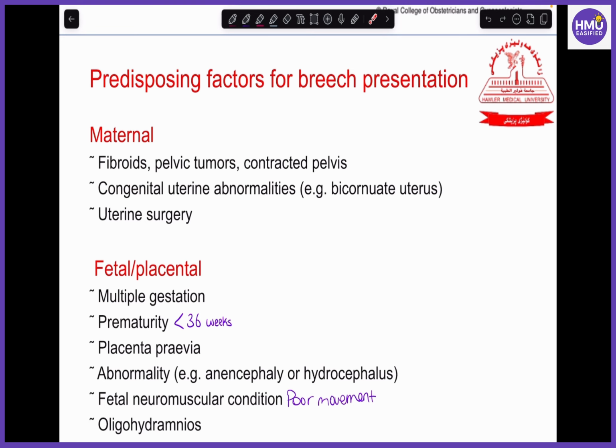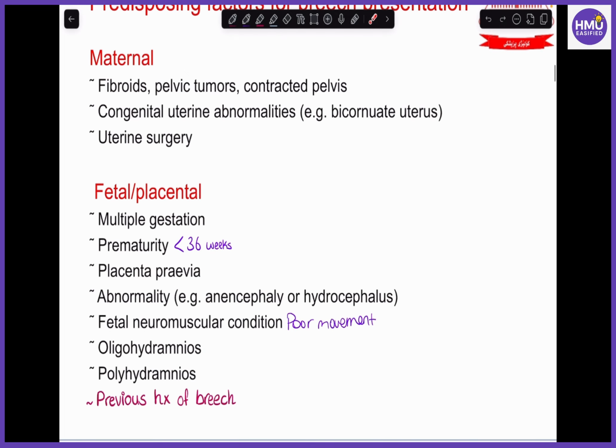Predisposing factors for breech presentation. We have maternal and fetal. In maternal, fibroids and pelvic tumors can occupy the uterine cavity, so it prevents cephalic engagement. And contracted pelvis is when the pelvic inlet is narrow, it prevents the fetal head from descending and engaging. And uterine surgery, such as myomectomy, so when there's scarring, it alters the contour and reduces the distensibility of the uterus.